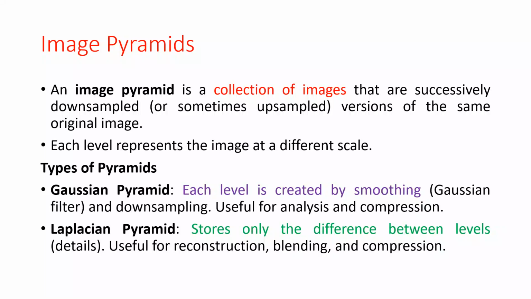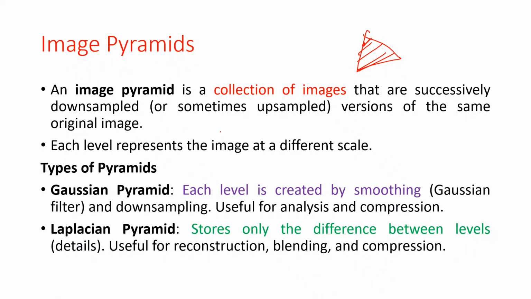The next important topic in computer vision is pyramids and wavelets. So now we'll see about pyramids. A pyramid is a collection of images. We know the pyramid image representation, right? How will the pyramid look? It will be of triangle shape. So the collection of images is known as an image pyramid.